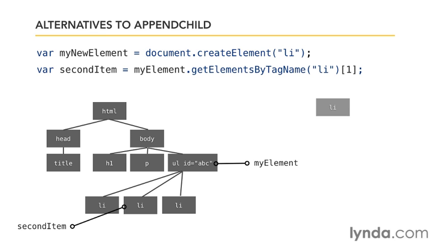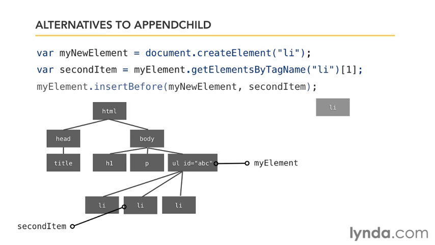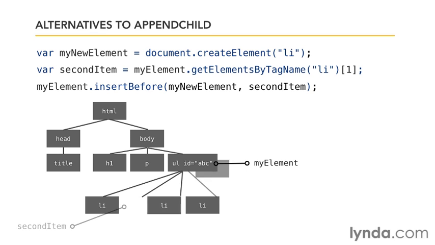And what I can do is use the other way of adding to the DOM. Instead of appendChild, I call myElement.insertBefore. And the 2 pieces of information I give it are what's the new element and what's the element you want to insert it before, in this case, second item, at which point it will reshuffle that arrangement and insert my new list item into that very specific point in the DOM. So most of the time you'll be using appendChild, but insertBefore can come in very handy as well.